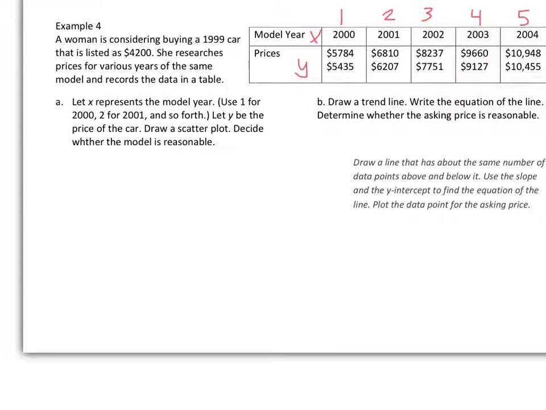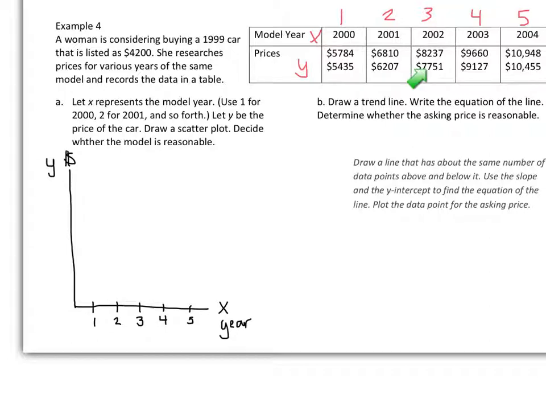So let's make some axes here. This one is Y, which is price, so that's dollars. This one's X, which is year. Our years, we know we're going 1, 2, 3, 4, 5. And then the price, let's see, what's the lowest price that's on that chart? 5,435. So somewhere around 5,000, 5.5, and then the biggest price is up at like 11,000.